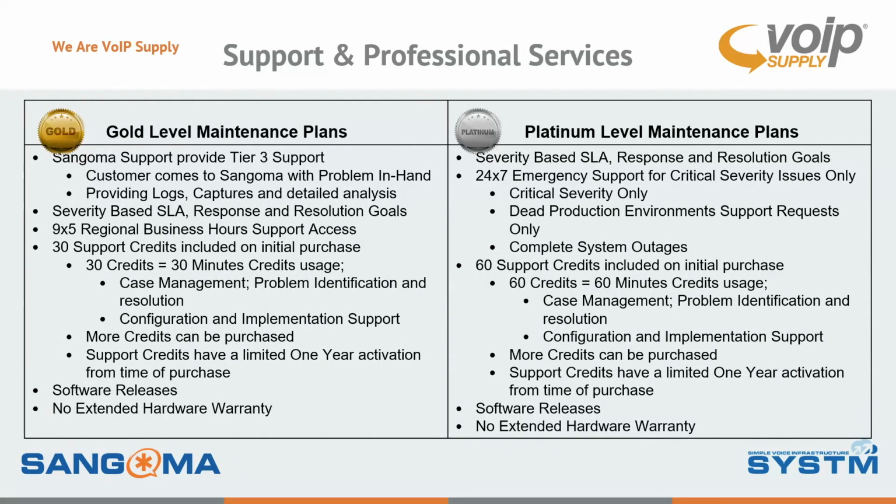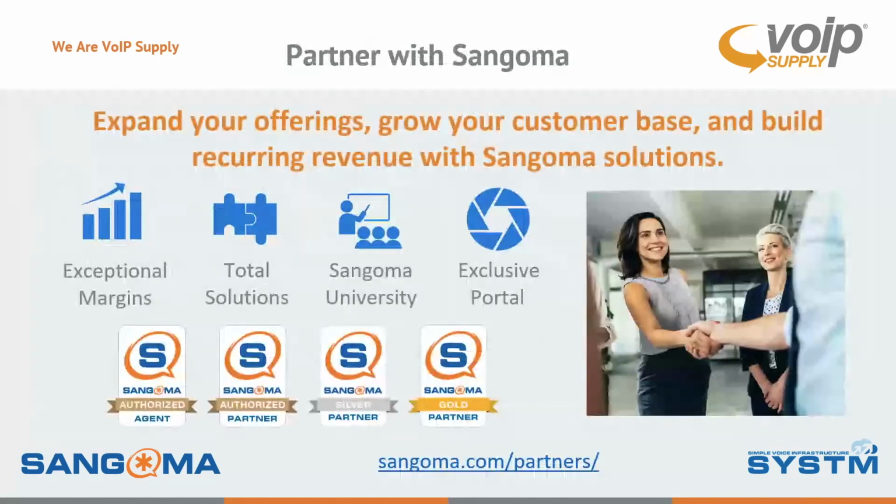And the gold, essentially, I break it right down: 9x5, 30 support credits, which is essentially like a la carte professional service, but at least 30 credits of configuration assistance, things like that. It's of course SLA based, with responsive and resolution goals, and we'll provide you insurance that if you do stumble into a problem, you have access to somebody who can help you. And of course, platinum level, which is our 24/7 emergency support, and comes with a little bit more support credits to help you out in any sort of configuration. And now I'll turn it over to Brian, who can talk a little bit about partnering.